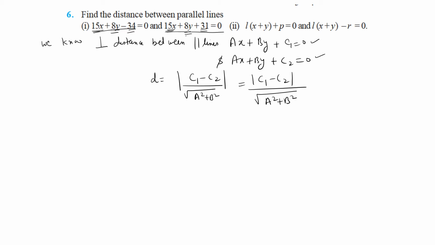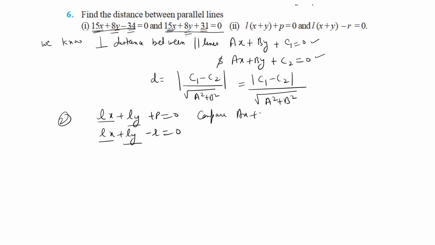So let us apply this formula. I will take this second portion. My equation is lx plus ly plus p equal to 0 and lx plus ly minus r equal to 0. So clearly you can identify that both these lines are parallel. If you compare both these lines with ax plus by plus c1 equal to 0 and ax plus by plus c2 equal to 0, clearly you can see c1 is p and c2 is minus r. So let us apply the formula.